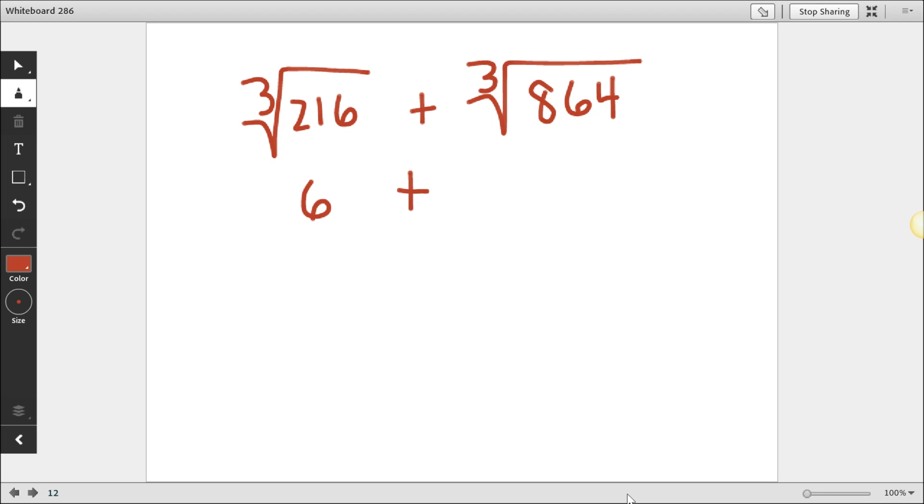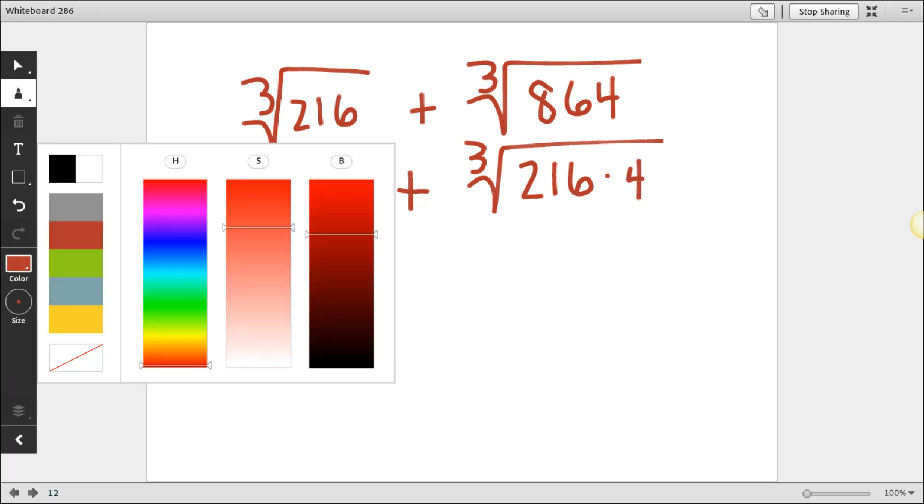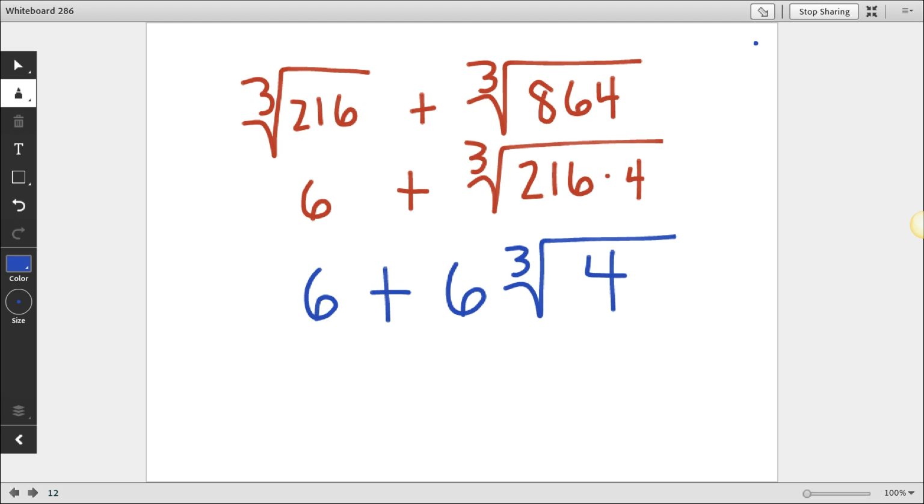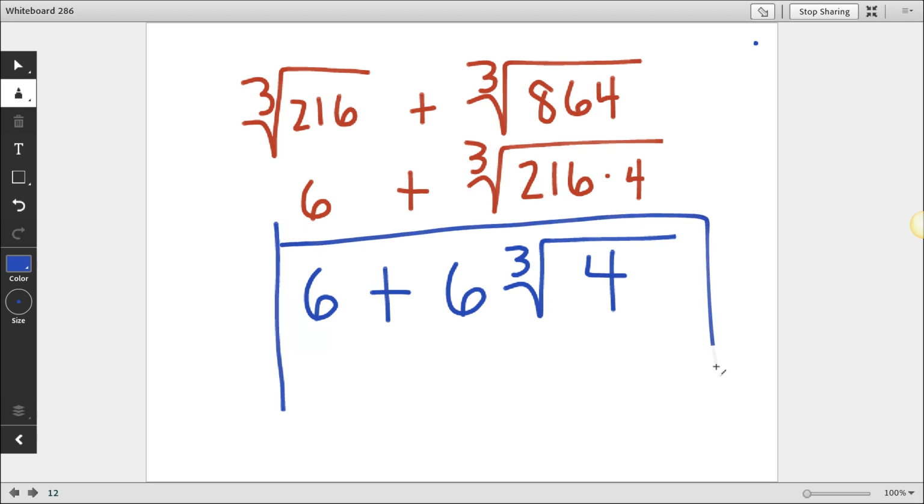So this will break down into the cube root of 216 times 4. Now again, we've got a perfect cube, 216. So my final answer here will be 6 times, taking the cube root of 216, which is 6. And then what's left? The cube root of 4. 4 does not have a perfect cube, so we can't simplify it anymore. And that is what the final answer should look like.